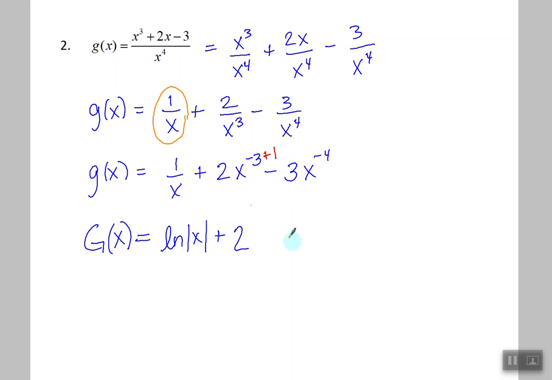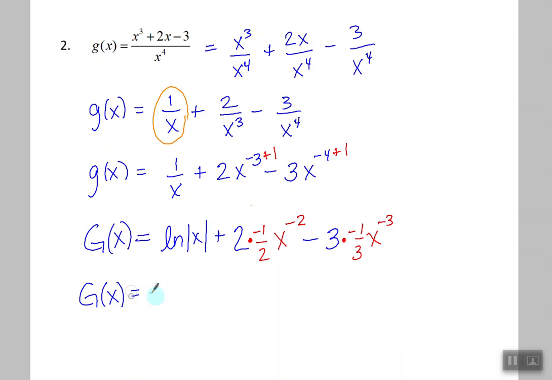Add 1 to the exponent makes x to the negative 2. Notice I left some space in front because I'm going to be multiplying by the reciprocal of the new exponent, which is negative 1/2. Next, minus 3, constant multiple, and then I can use my power rule again. Add 1 to the exponent makes x to the negative 3, leave some space so I can multiply by the reciprocal of my new exponent, negative 1/3. Now we can tidy this up a bit.